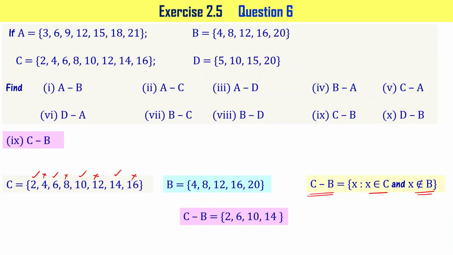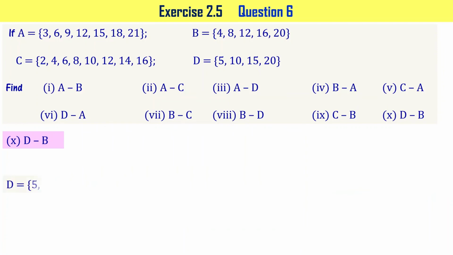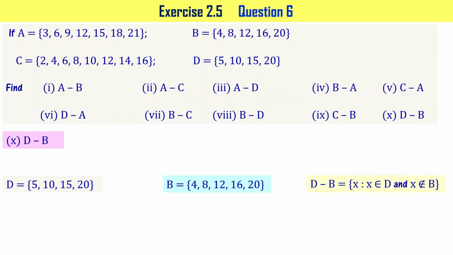The last part of the problem is now D minus B. What is D and what is B? D minus B is defined as the set containing elements of D, but that should not belong to B, right? Now you see 5 is part of D, but not part of B, right? 10, yes. 15, yes. But 20 is part of both. That's why we cannot include 20. So D minus B is the set containing elements 5, 10 and 15. I hope you got the concept clear.